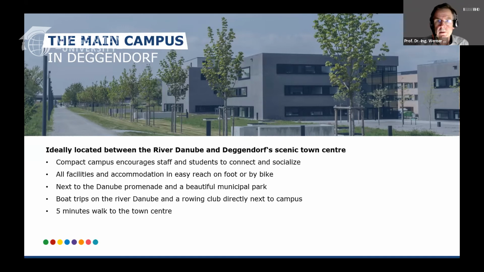So it's a quite small town, actually. We have a compact campus where everything is together. So we have the laboratories, we have the facilities such as the labs, and all the important things which are right at the campus. We are near the Danube River, and we have about a 5-minute walk to the town center.